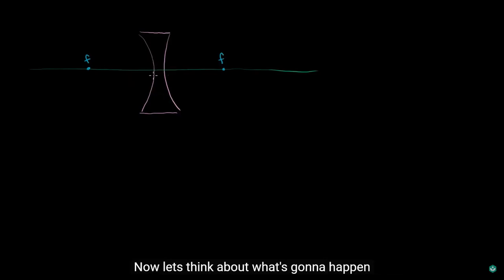Now let's think about what's going to happen if I put an object someplace on the left side of this concave lens. So I could put it, let me just stick it anywhere, right over there. And like always, we'll do our two rays. I'm going to do one that's parallel to the principal axis, and then I'm going to do one that does not get diffracted. So it goes right through the center of the lens.